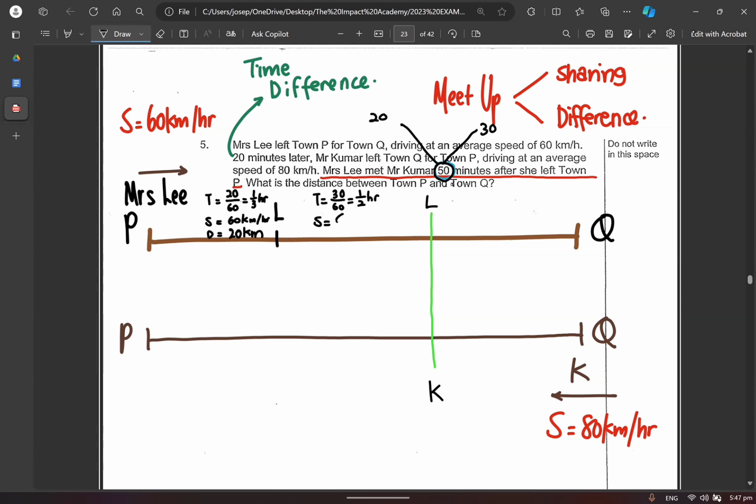Do you understand? So this is 60 kilometers per hour. What is my distance? My distance will be 60 times half, which is actually equal to 30 kilometers. Can you understand this or don't understand?